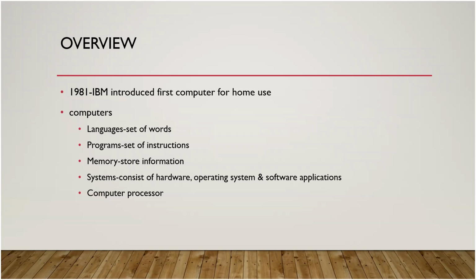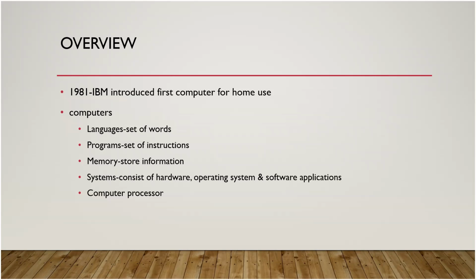So languages, that's the set of words computers use to communicate. Programs are the set of instructions. So we have lots of different programs that tell our computers what to do. You've got Word, you've got Excel. All of those are programs, and they give the computer instructions on what should happen. We have memory. So we've got different types of memory. We've got temporary memory and we've got permanent memory within our system. That's where we're going to store our information.